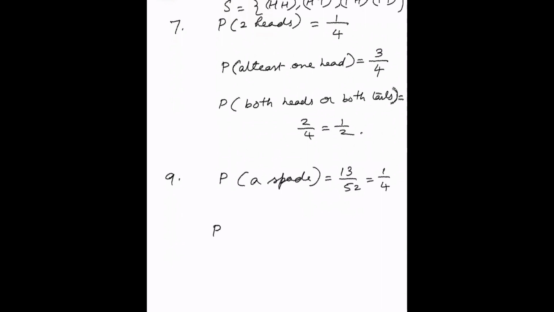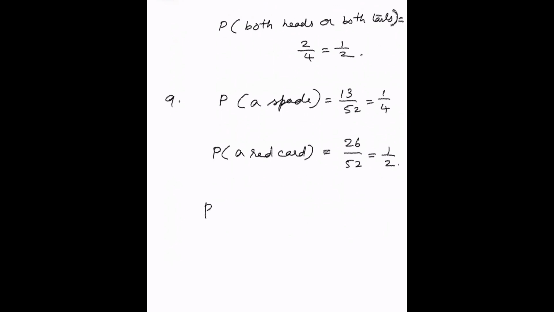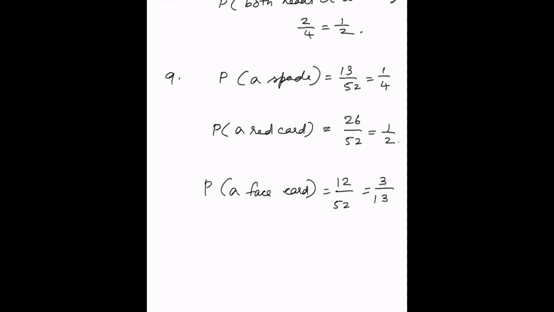Now, probability of a red card. 26 by 52, which is equal to 1 by 2. Good. Now, the third subdivision is probability of a face card. 12 by 52, which is equal to 3 by 13. Is it 3 by 13? It's correct.